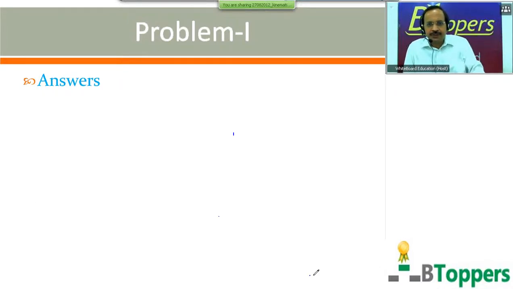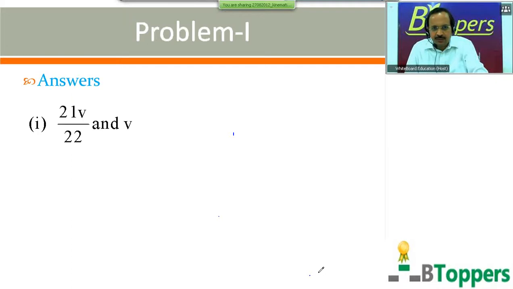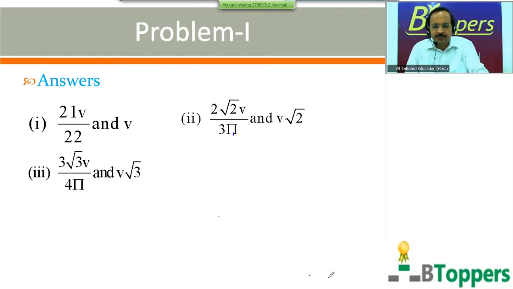So now I'm going to show you the answers for the problem which I have just shown you. For the first question, you get the answer as 21v by 22 and v. It means the magnitude of average velocity is 21v by 22 and the magnitude of change in velocity is v. For the second question, you get the answer as 2 root 2 v by 3 pi and v root 2. It means the magnitude of the average velocity is 2 root 2 v by 3 pi and the magnitude of change in velocity is v root 2.